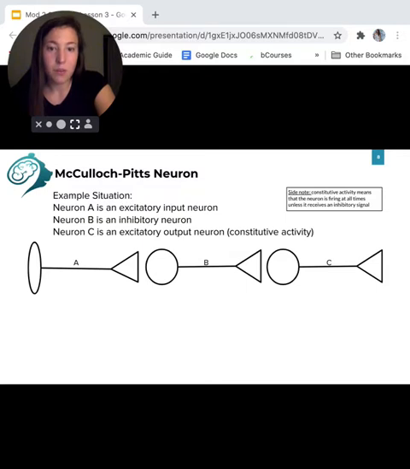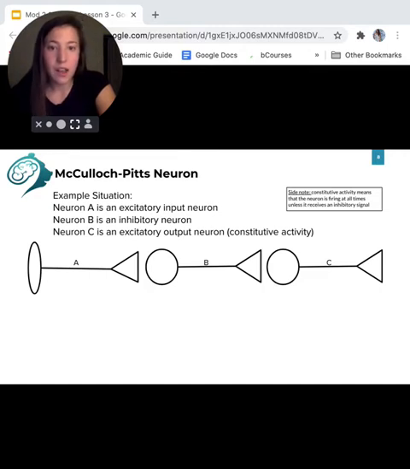So we have three neurons in a circuit here. Neuron A is an excitatory input neuron. Neuron B is an inhibitory neuron. And neuron C is an excitatory output neuron with constitutive activity. Looking at this as a whole network, A is the input, B is the processing, maybe, and C is the output, okay? That's relatively intuitive.